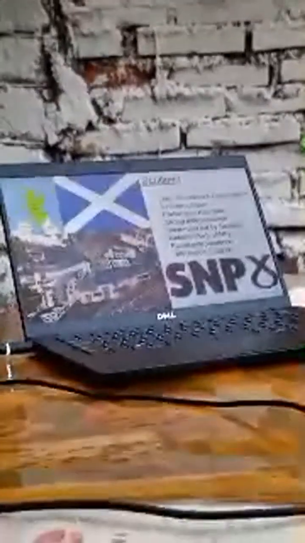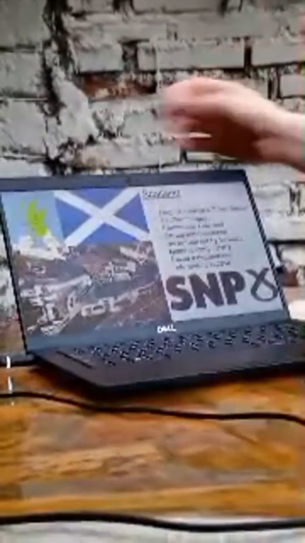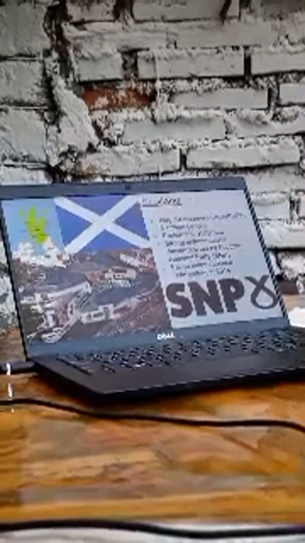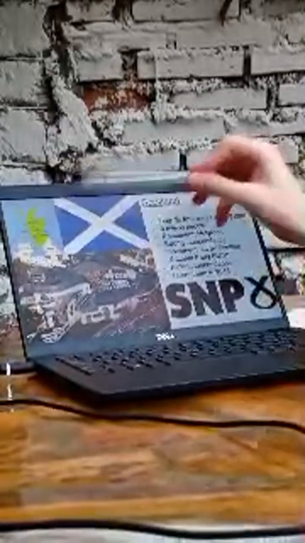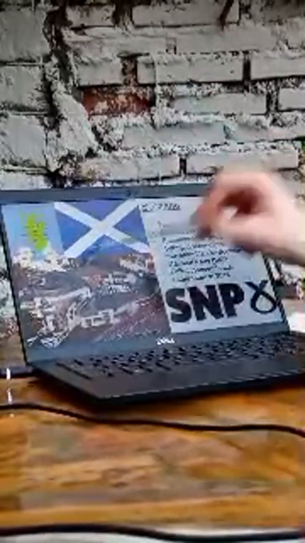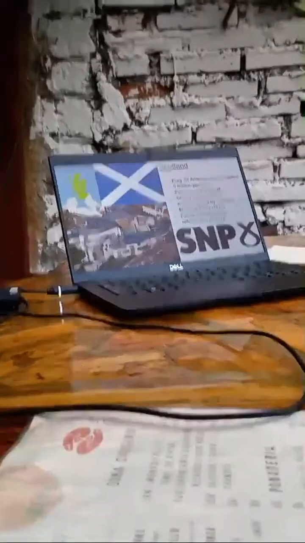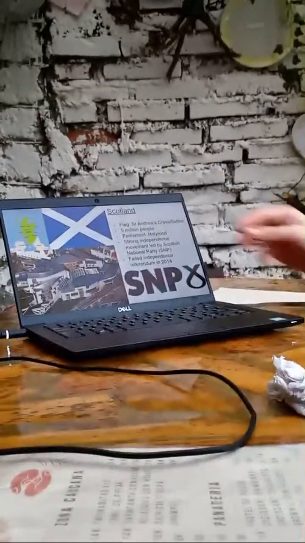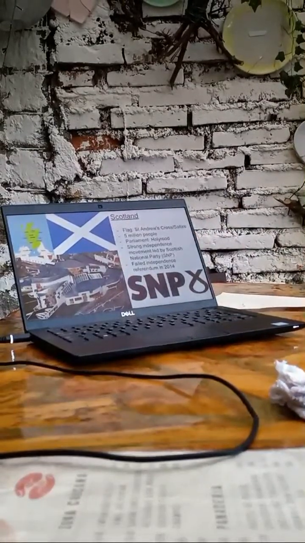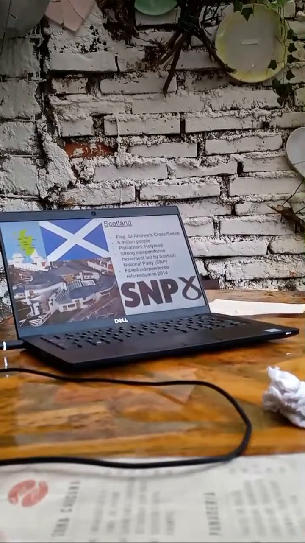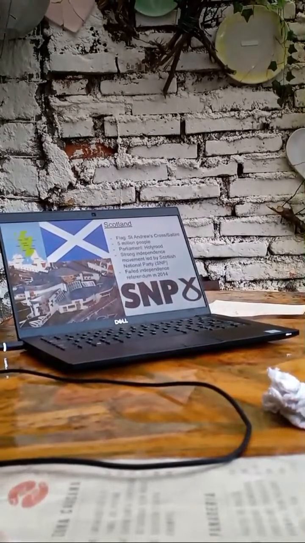Scotland up here. This is the St Andrew's cross. It's a different cross of Scotland, and it's also called the Saltire sometimes. 5 million people, so much less than the UK. Parliament is in a place called Holyrood, which I think is near Edinburgh, and it has a really strong independence movement led by the Scottish National Party, or the SNP.